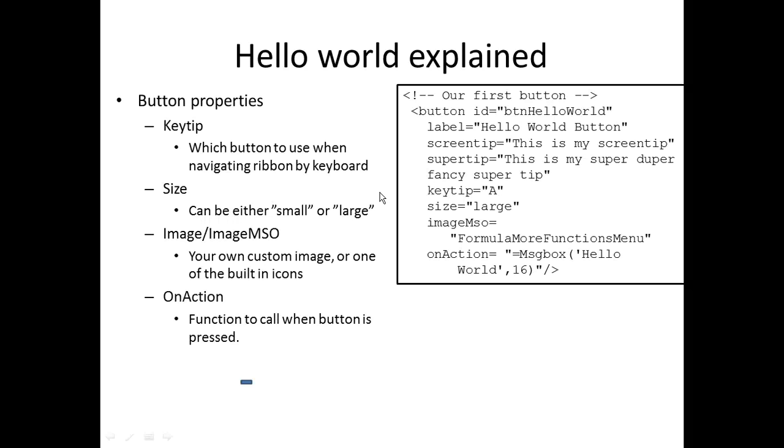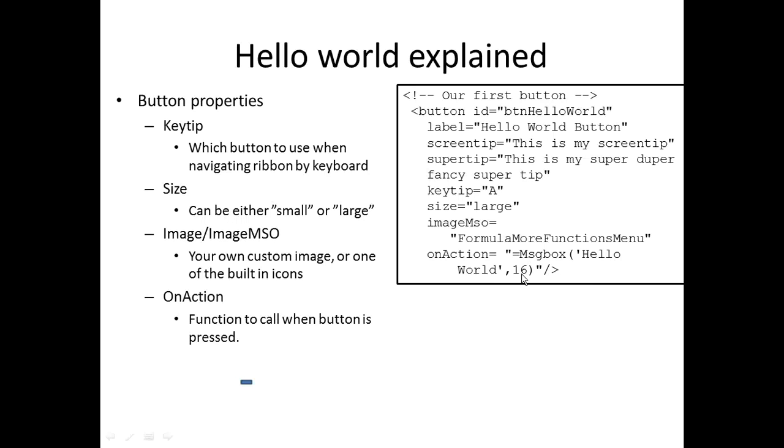You can use images. Either use your own custom image, or you can use one of the Microsoft Office built-in images. And finally, there's the on action. It's a function to call when the button is pressed. You see, in this case, I just wrote the message box directly in the on action. Could also have a function name here, but as you see, I just wrote message box hello world, comma 16.